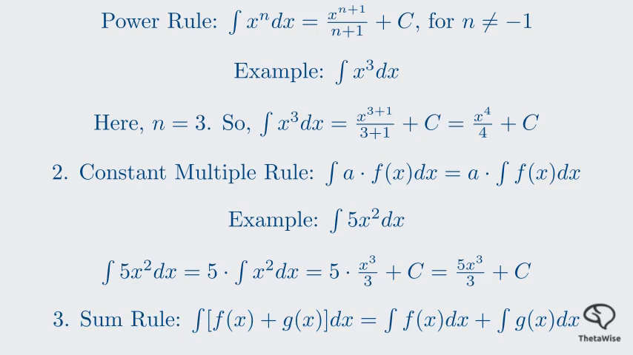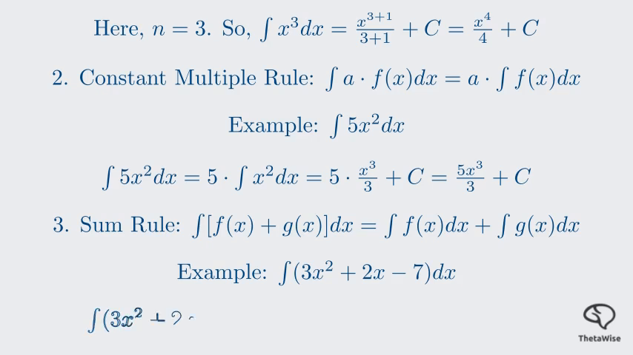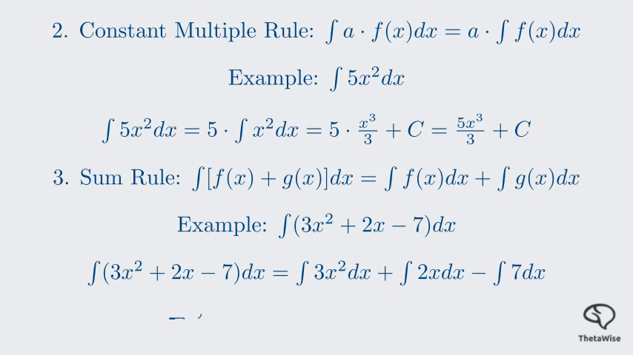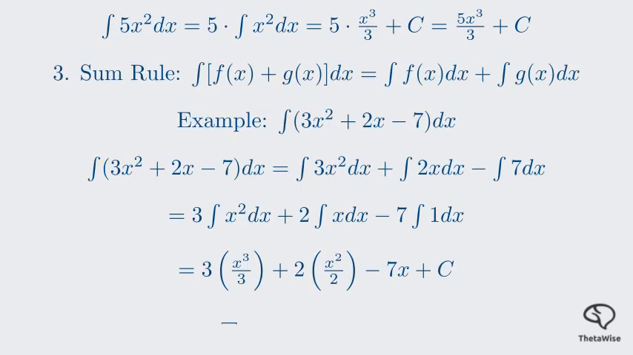Let's combine these rules to integrate a polynomial. Consider the integral of 3x squared plus 2x minus 7. Using the sum rule, we can split this into 3 separate integrals. Then, we apply the constant multiple rule and the power rule to each term. The integral of 3x squared is x cubed, the integral of 2x is x squared, and the integral of a constant, minus 7, is minus 7x. Don't forget the constant of integration, c.